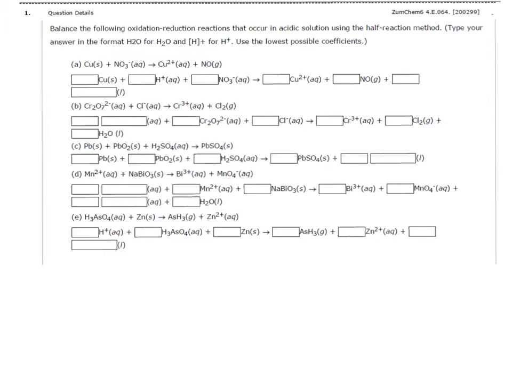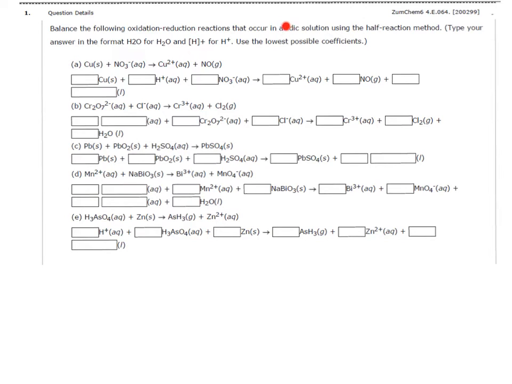HW12 Q1 Part A. Here we're asked to balance an equation, that's our oxidation reduction reaction, using the half reactions method. That just means what we learned in class, where you break apart the oxidation half reaction and the reduction half reaction and apply the rules. Balance elements other than H and O, balance oxygen using water, balance hydrogen using H+ ions, and balance charge using electrons. Then you add the two half reactions together, making sure that the electrons cross out.